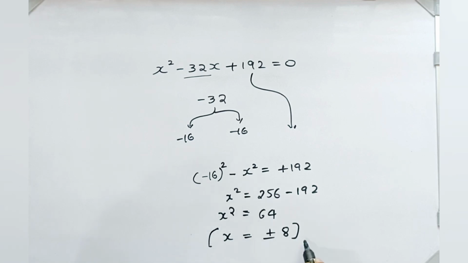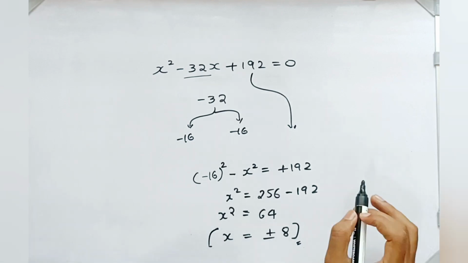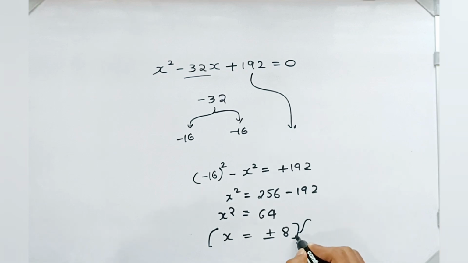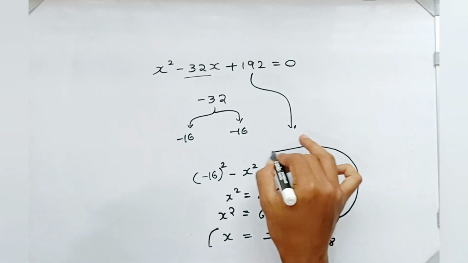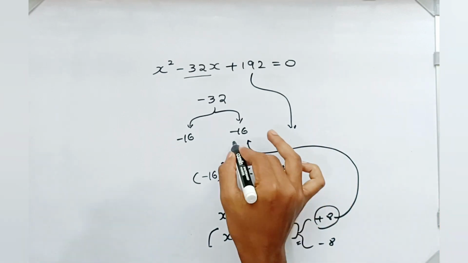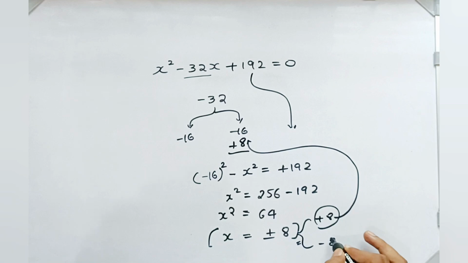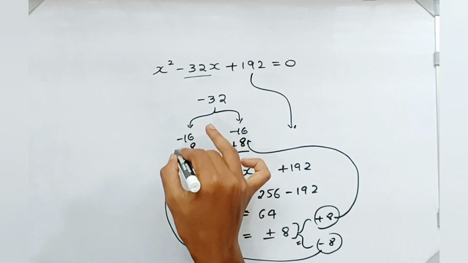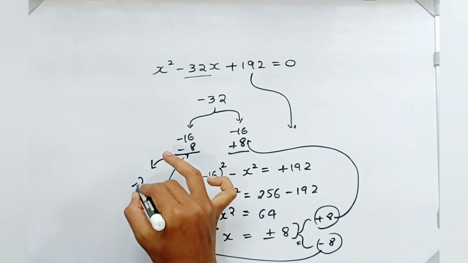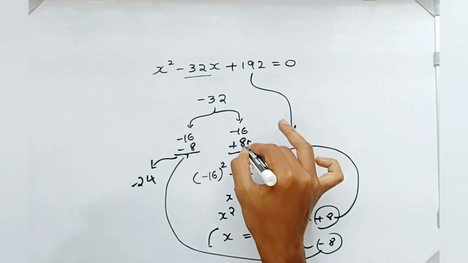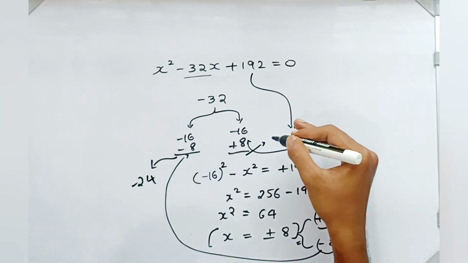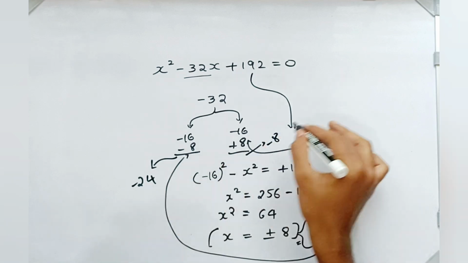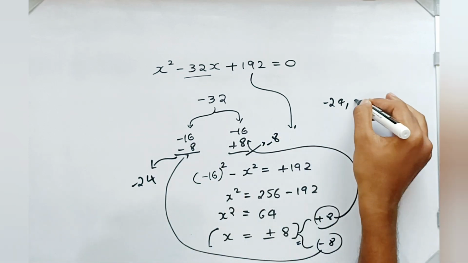After finding the x value, we have plus or minus 8. It is plus 8 and minus 8, right? Take this and just add here: it is minus 16 plus 8. And take this and just add here: it is minus 16 minus 8. The summation of these two is nothing but minus 24, right? And the other is minus 16 plus 8, which is minus 8. So what we get is minus 24 and minus 8.